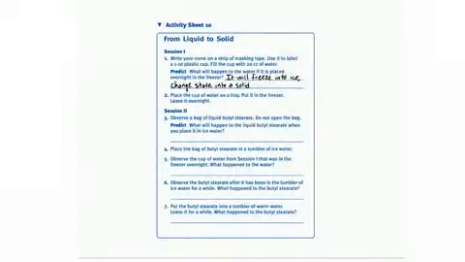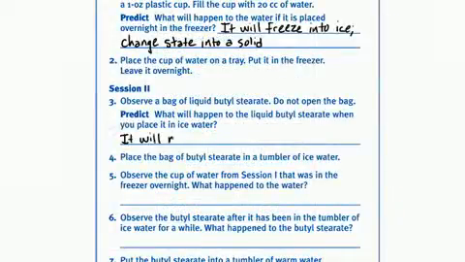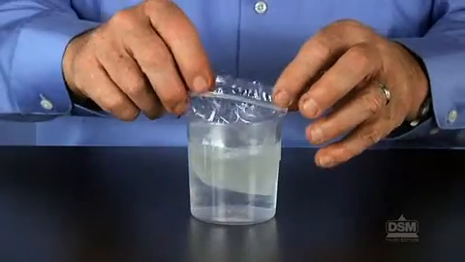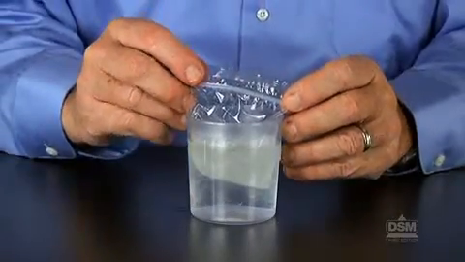Instruct students not to open the bag of butyl stearate, but to look at it closely. Make sure they notice that it is in the liquid state. Ask, what do you predict will happen if you put the bag of butyl stearate into a tumbler of ice water? The students may say that the butyl stearate will become solid. Have students record their predictions on the activity sheet. Next, instruct students to fill their tumblers half full with ice water and to place their unopened bags of butyl stearate in the ice water.